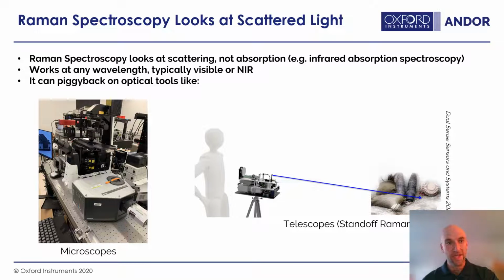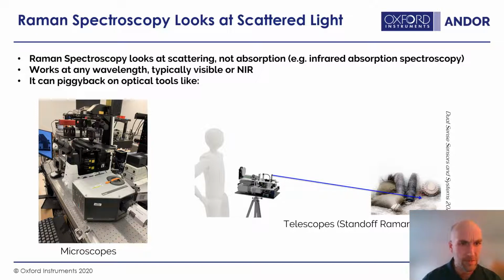One of the nice things about Raman spectroscopy being a relatively low energy, visible light, often, sometimes UV, sometimes near IR, but close to visible, non-contact method is that we can do it in a way that takes advantage of other instruments for sending excitation and collecting scattered light. So Raman spectroscopy looks at scattering, not absorption like FTIR, and it can work at virtually any wavelength, but it's typically visible or near IR, occasionally UV. And one of the interesting things is it can piggyback on optical tools, for example, microscopes. And here you can see some kind of Nikon microscope.